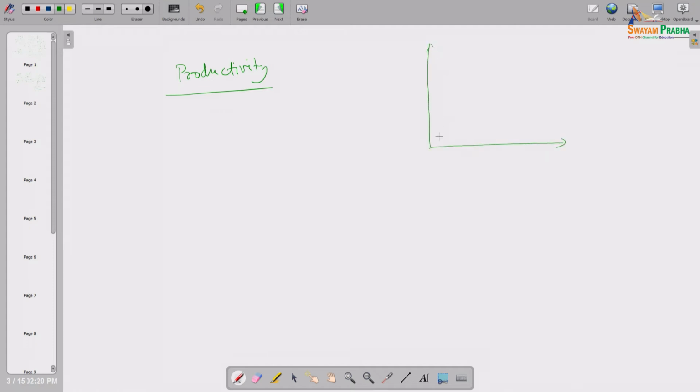If you can remember, suppose we have this kind of total product curve, where we are measuring output on the vertical axis and our variable input x on the horizontal axis. So, at this point, what is the average product? Average product is basically, per unit of variable input, how much total output. So definitely it is the slope of this straight line. At this point, average product is the slope of this straight line. At this point, what is the average product? Slope of this straight line, and so on.